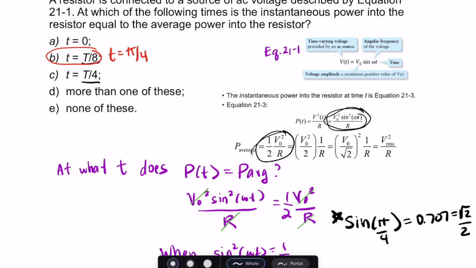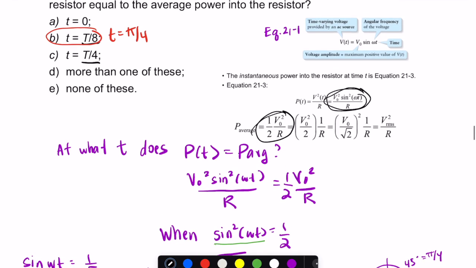So let's set it up. V naught squared times sine squared over R. When is that going to equal 1/2 V naught squared over R? Mathematically, we can find this. Some stuff is going to cancel out, for example, the R's and the V naught squares. So what we're left with is, at what t does sine squared omega t equal 1/2?